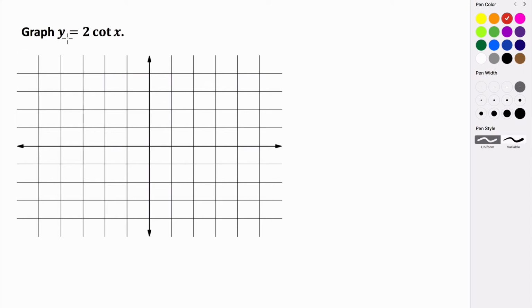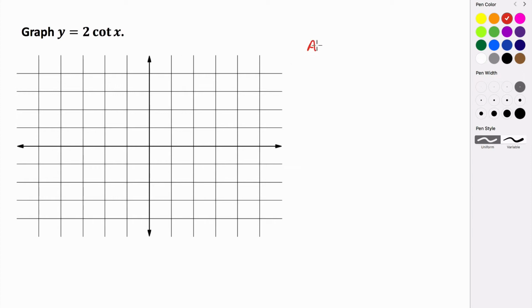In this example, we want to graph y equals 2 times the cotangent of x. So in order to graph this, we need to figure out the values of a, omega, and b to determine what the vertical stretch is, what the period is, and if it's been shifted vertically at all.